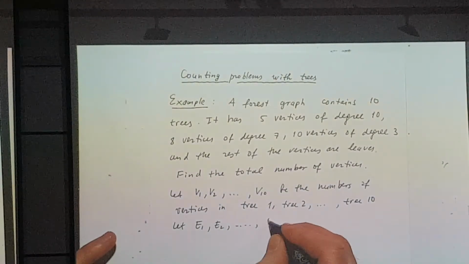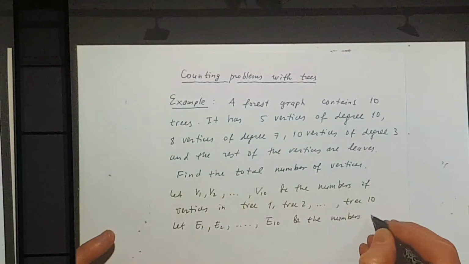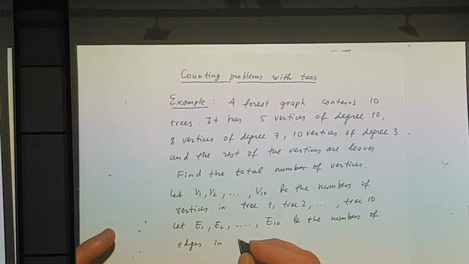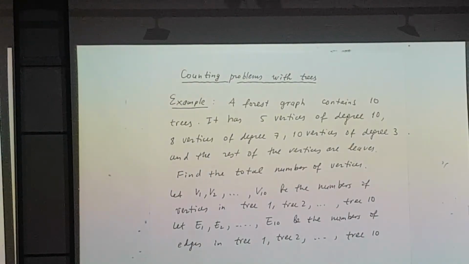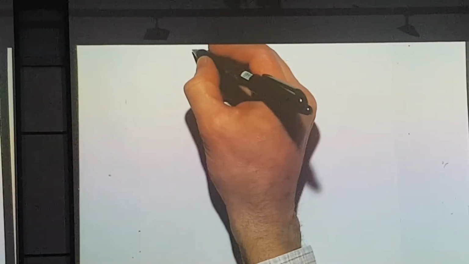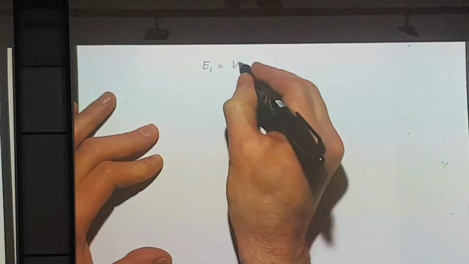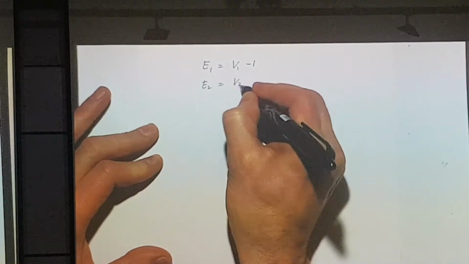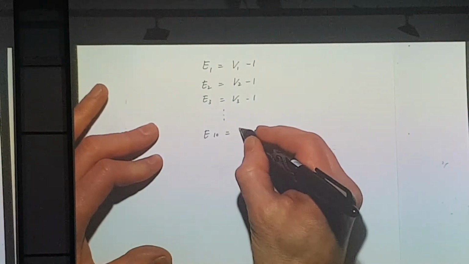E1, E2, E3, and so on, up to E10 be the numbers of edges in tree 1, tree 2, and so on, tree 10. So since each one of them is a tree, we can use the standard relation between edges and vertices for each component. So we can write that E1 equals V1 minus 1, E2 equals V2 minus 1, E3 equals V3 minus 1, and so on. The last equation we can write is E10 equals V10 minus 1.